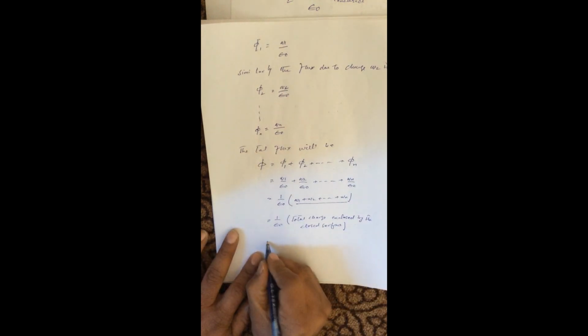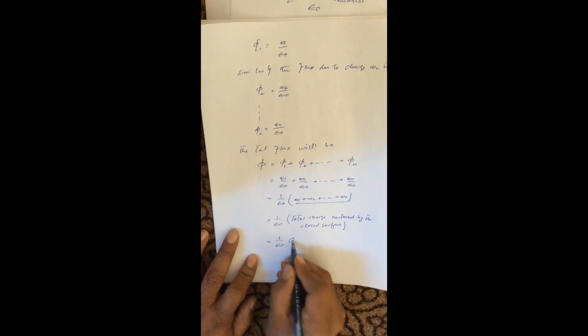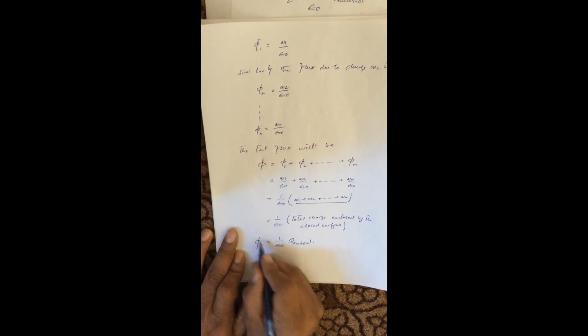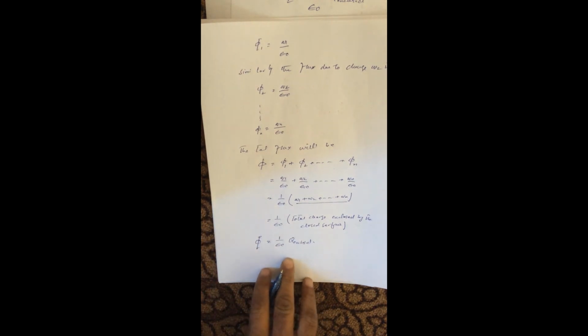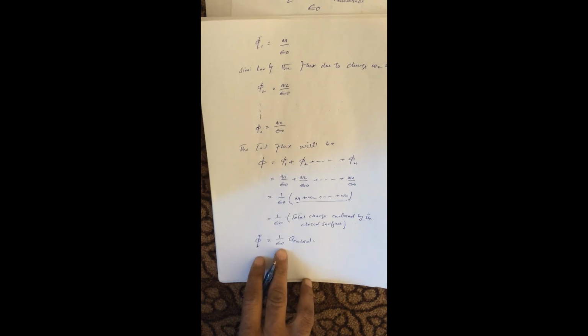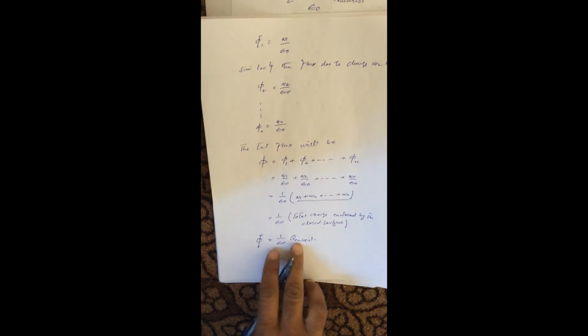So here I will replace this total charge by capital Q, and it is enclosed by the closed surface, and this is Gauss's law, which tells us that the total flux through any closed surface is 1 over epsilon naught times the total charge enclosed by the closed surface.